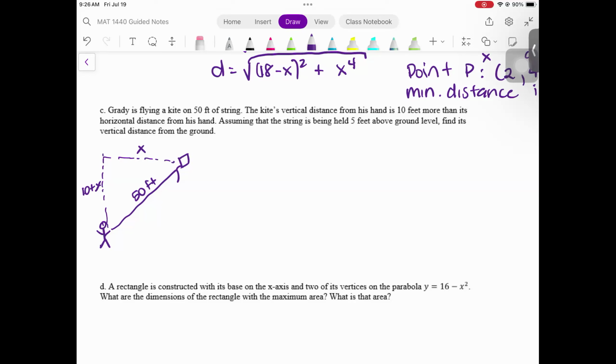Now we know that the string is being held 5 feet above the ground. So this distance is 5 feet. What we're trying to figure out is the vertical distance of the kite from the ground. If we look at our figure, that's going to be the vertical distance from his hand to the kite plus the distance from the ground to his hand, which is going to be 10 plus x plus 5, or 15 plus x.